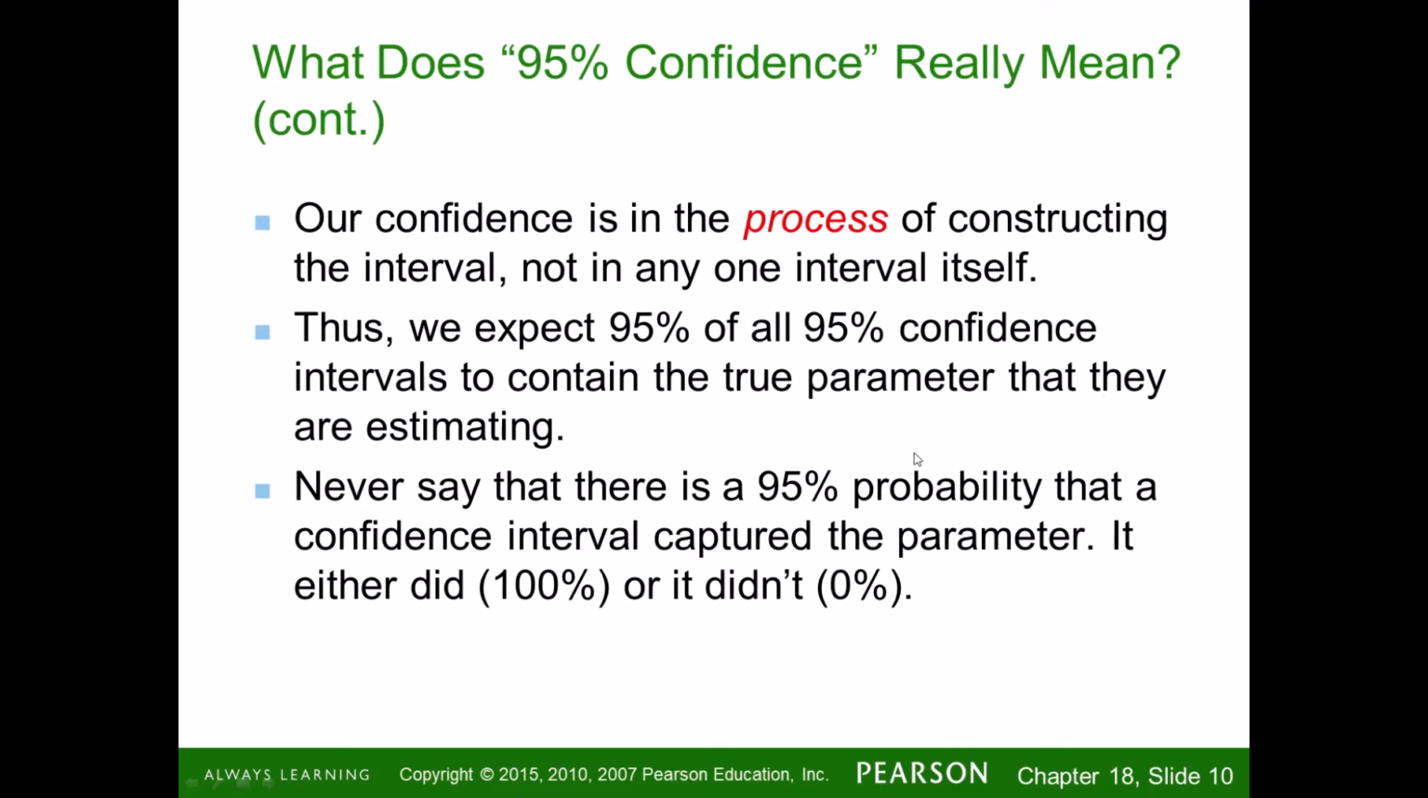So be careful. If you generate a single interval, don't say there's a 95% probability that it will capture the true value of the parameter. No. Either it did, that's 100%, or it didn't. That makes it 0% successful. The 95% is our confidence in the process that builds these intervals. So we'll talk about that a little bit more.